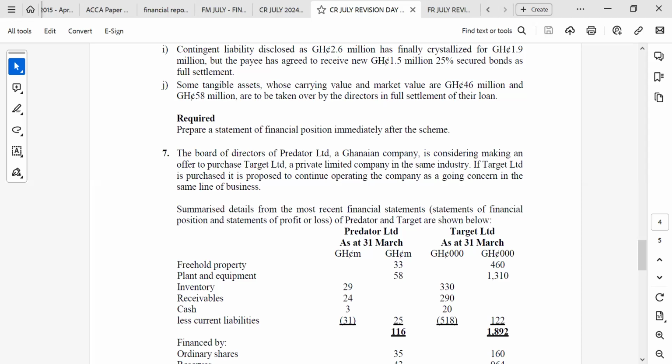Should I take question 7? It's supposed to be question number 3. So I want to edit the question number. All right.